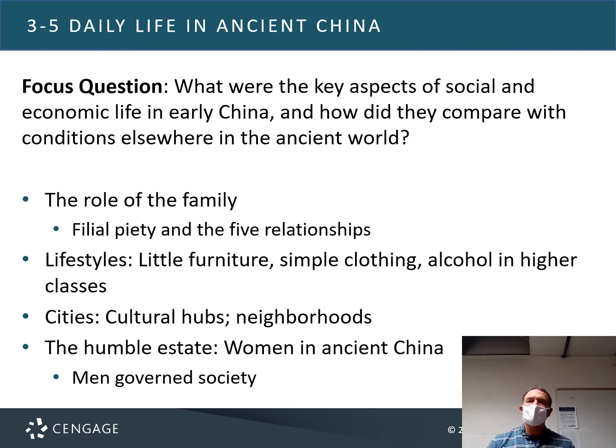The concept of family included 5 cardinal hierarchical relationships. Ruler to subject. All were subject to the king. Father to son. The son was subordinate to the father. Husband and wife. The wife was subordinate to her husband. Older brother to younger brother. The younger brother was subordinate to the older brother. And friend to friend. A friend had a proper and reciprocal relationship to another.